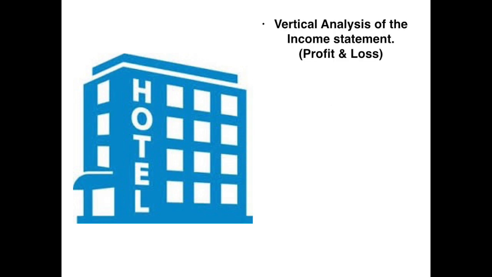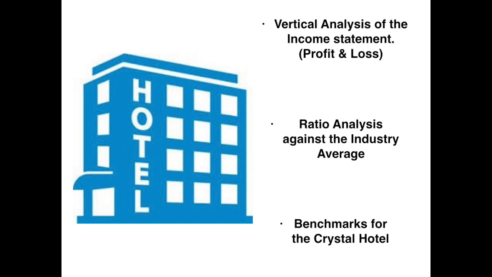In the business report, the analysing of the Crystal Hotel's financial position was broken into 3 sections. The first section was a vertical analysis that I conducted on the hotel's income statement, also known as a profit and loss statement. The second analytical technique was a ratio analysis against the industry average, where we can see the hotel's profitability and efficiency, among other important metrics. And the third and final technique was benchmarking, which would allow owners to monitor figures and gauge a real understanding for the hotel's financial position.